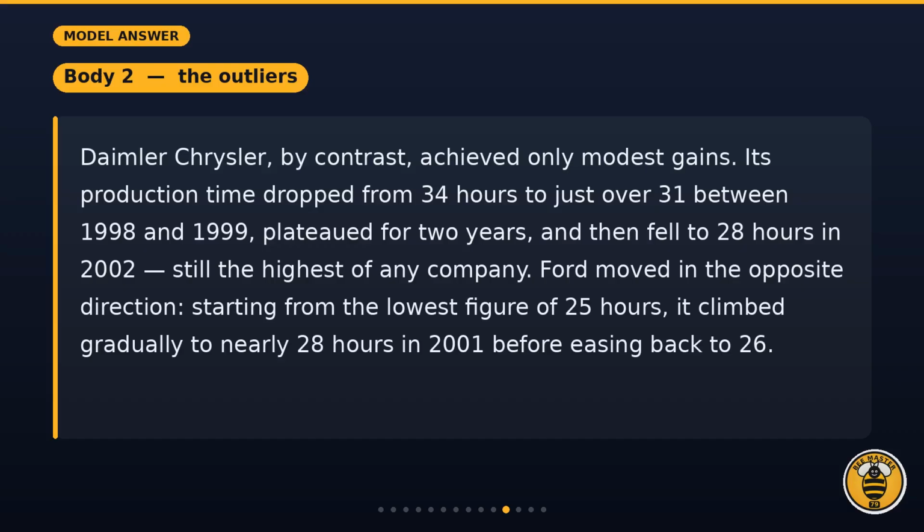Body paragraph 2. The outliers. Daimler Chrysler, by contrast, achieved only modest gains. Its production time dropped from 34 hours to just over 31 between 1998 and 1999, plateaued for the next 2 years, and then fell to 28 hours in 2002, still the highest of any company. Ford moved in the opposite direction entirely. Starting from the lowest figure of 25 hours, it climbed gradually to a peak of nearly 28 hours in 2001 before easing back to 26 in the final year.